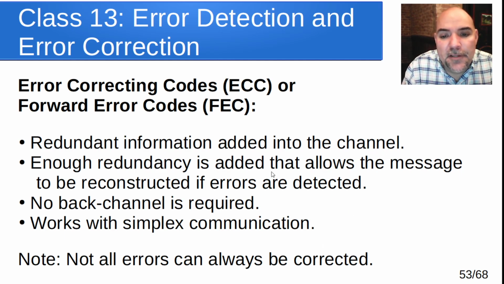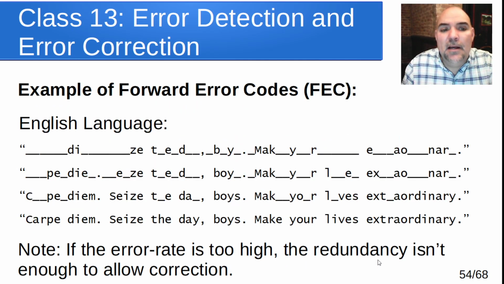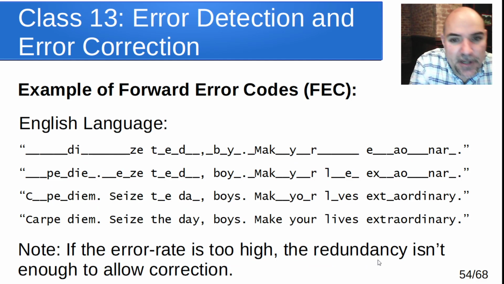There's enough redundancy that allows the message to be reconstructed if errors are detected. No back channel is required. It works with simplex communication. But note that not all errors can always be corrected. There could be errors that are so messed up that we can't reconstruct what it was supposed to be. All right, now examples of forward error correcting codes.